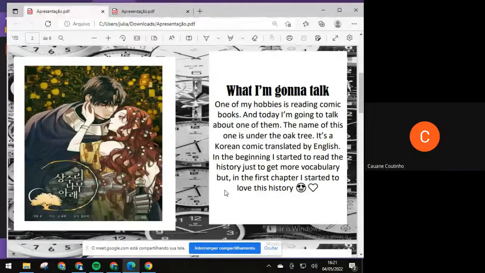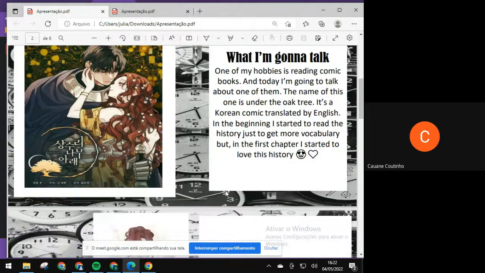What I'm going to talk about: one of my hobbies is reading comic books, and today I'm going to talk about one of them. The name of this one is Under the Oak Tree. It's a Korean comic translated into English. In the beginning, I started to read the story just to get more vocabulary, but in the first chapter, I started to love this story. Next one.